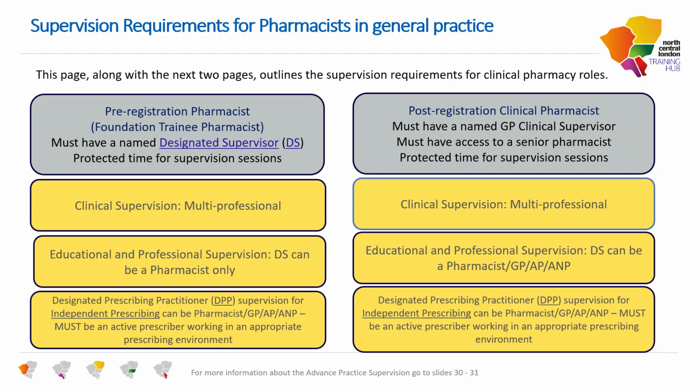In addition to this, a newly qualified pharmacist or one who is newly entering general practice, referred to in the DES as a junior pharmacist, must have access to a senior or more experienced pharmacist who should deliver a minimum of 1 supervision session a month.